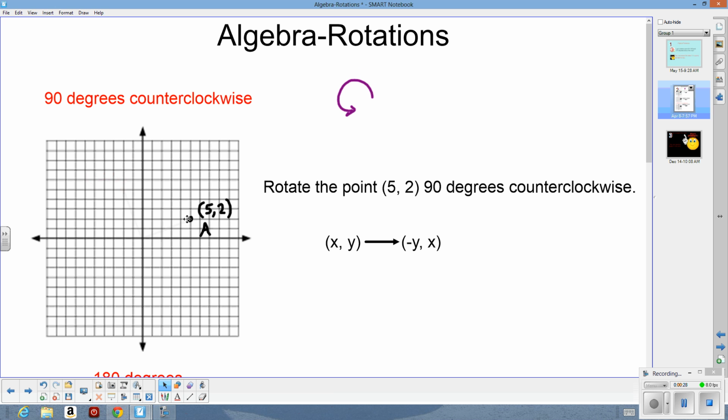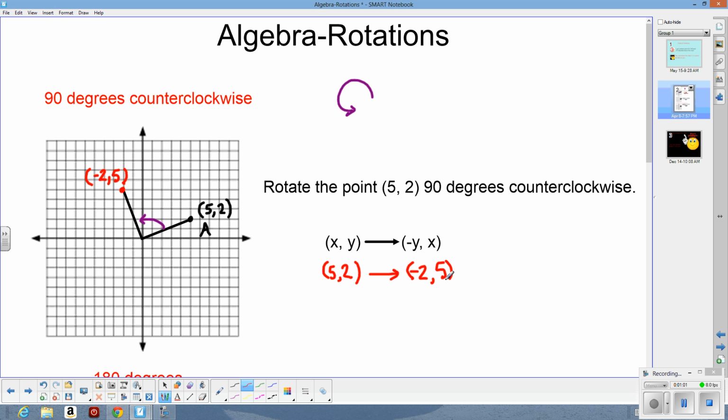When I take the point (5, 2) and rotate it 90 degrees, so it's going to turn 90 degrees like this, it ends up at (-2, 5). What you notice when you compare our starting coordinates, (5, 2), to what we end with, we end up with (-2, 5).